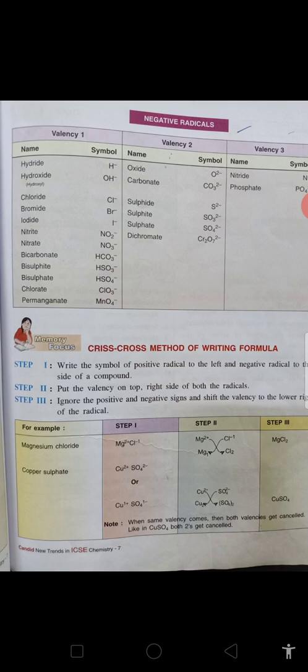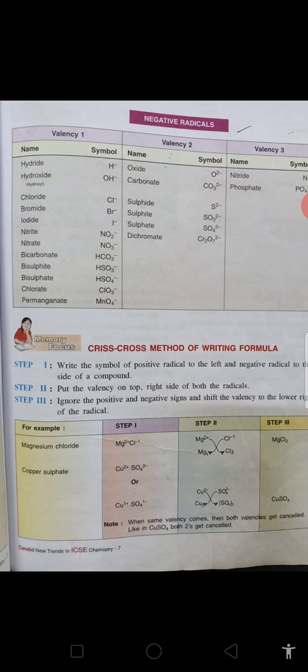So children, we have a method to write the chemical formulae, but before we write the chemical formulae, we have to learn the radicals along with their valencies. So what we have to do, write the symbol of positive radical to the left and the negative radical to the right side of a compound. So first thing we do is we write down the radicals with positive sign first and negative sign second. Then we put the valency on top right side of both the radicals.